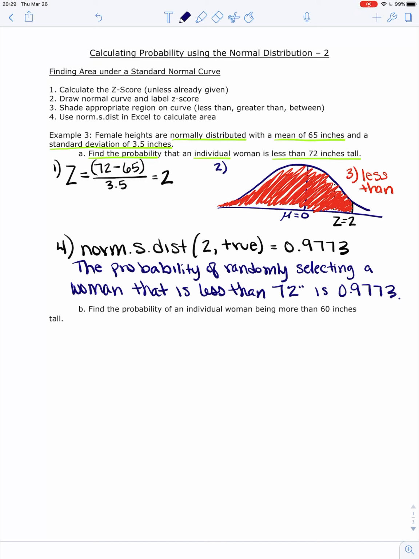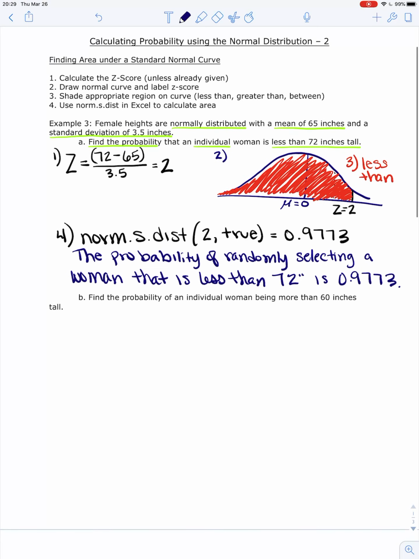But we're looking at all the women in, I think, the US. That is the data that I pulled. I don't think I did the world. Okay, so there is one example of how to calculate a probability if something is normally distributed. Let's look at another one.